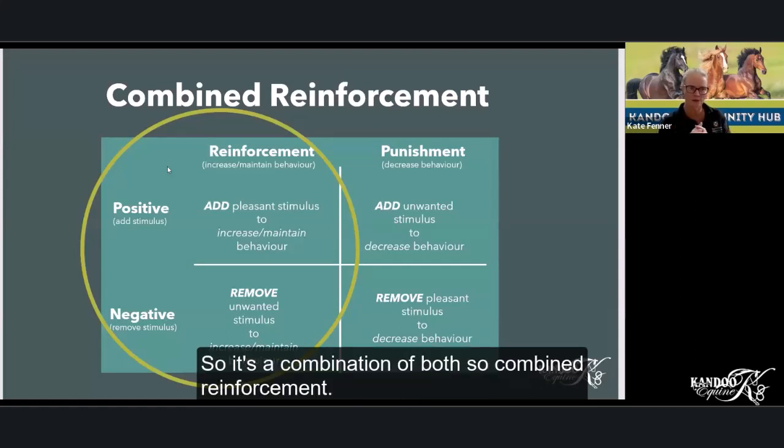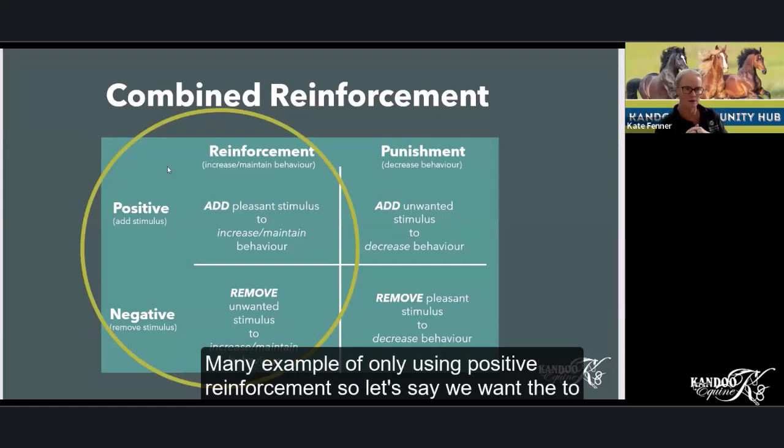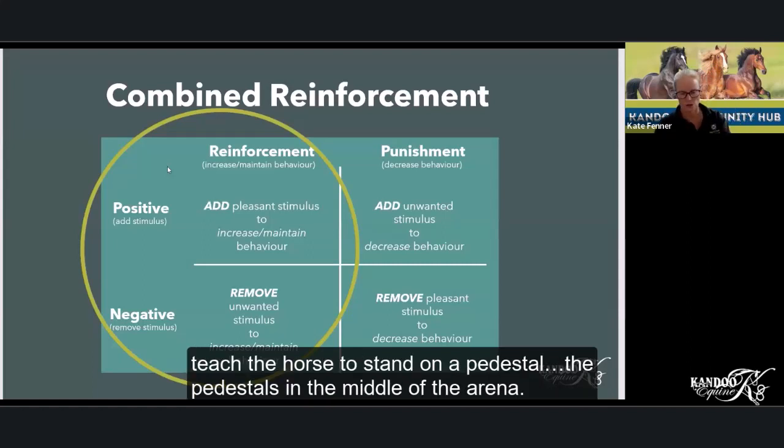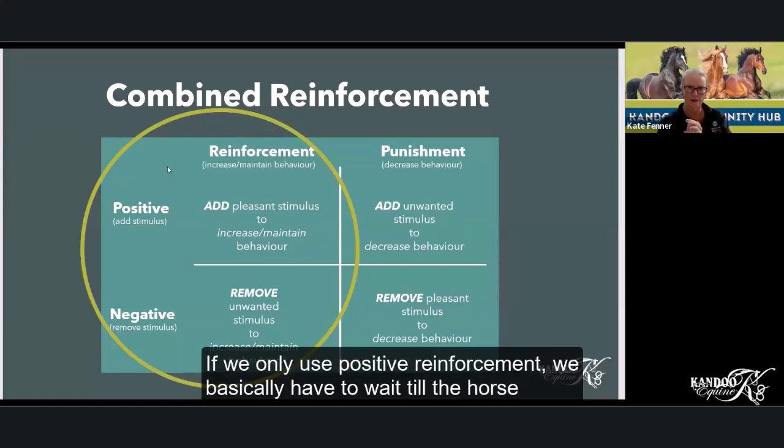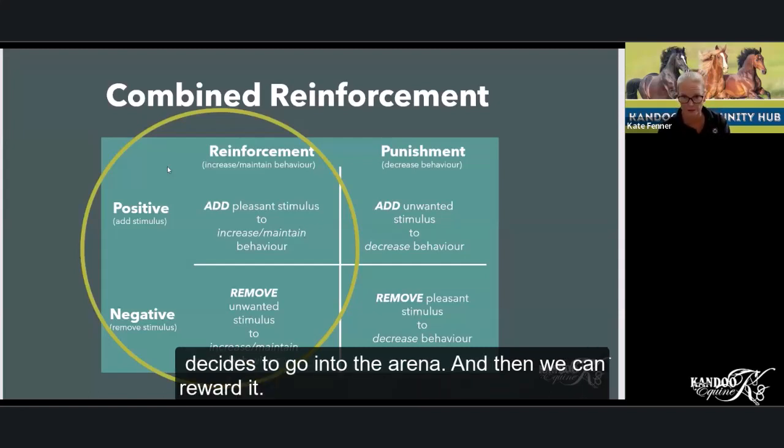So combined reinforcement. Give me an example of only using positive reinforcement. So let's say we want to teach the horse to stand on a pedestal, and the pedestal's in the middle of the arena. If we only use positive reinforcement, we basically have to wait till the horse decides to go into the arena, and then we can reward it.